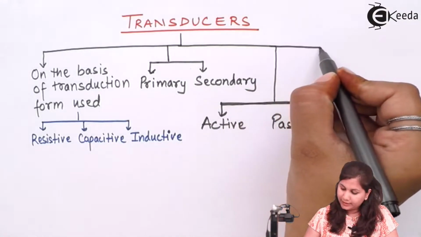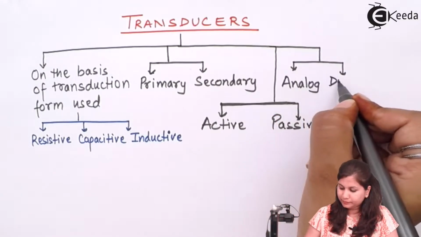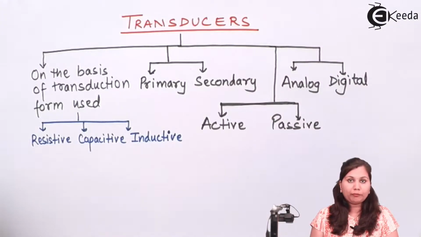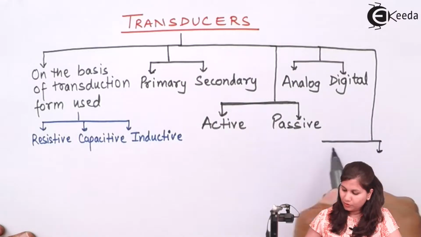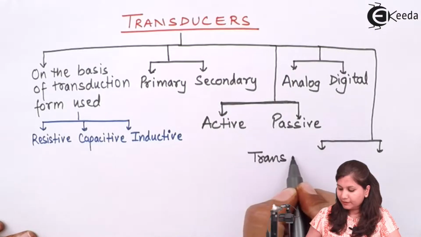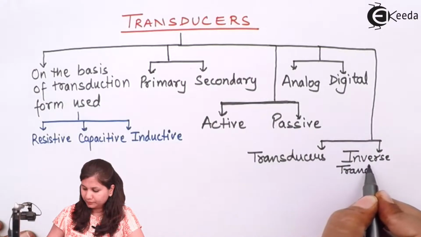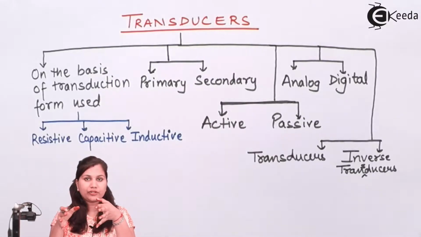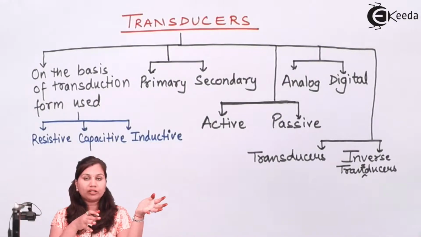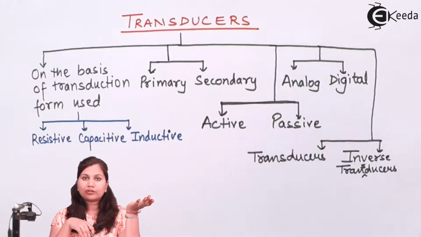Then the next classification of transducers is analog and digital, depending upon the type of output produced by the transducer, whether the output is an analog output or a digital output. The next classification is transducers and inverse transducers. Transducers are those devices which convert a non-electrical quantity into an electrical quantity, and inverse transducers are those which convert an electrical quantity into a non-electrical quantity.